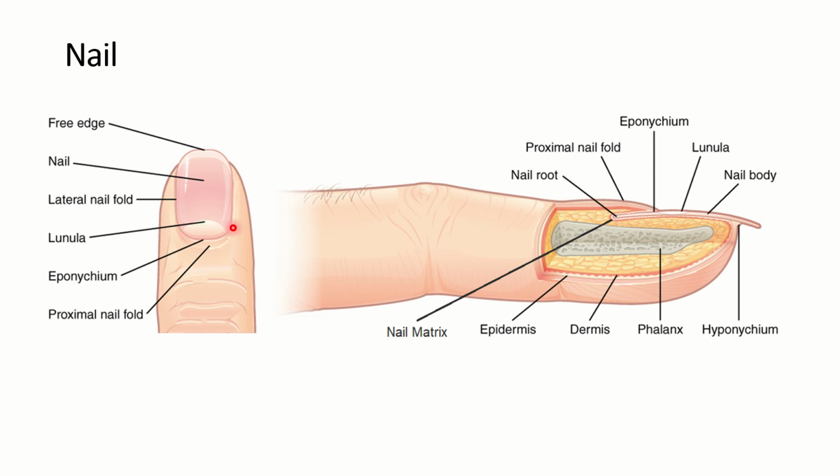These areas are called nail folds. So you have the lateral nail folds, these two, and the proximal nail fold. At the proximal nail fold, the skin here grows on top of the nail, and that is called the eponychium. So eponychium here, hyponychium here.